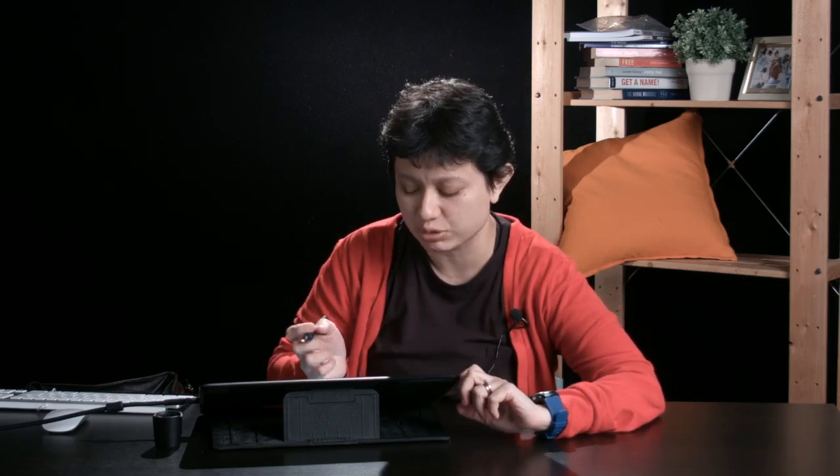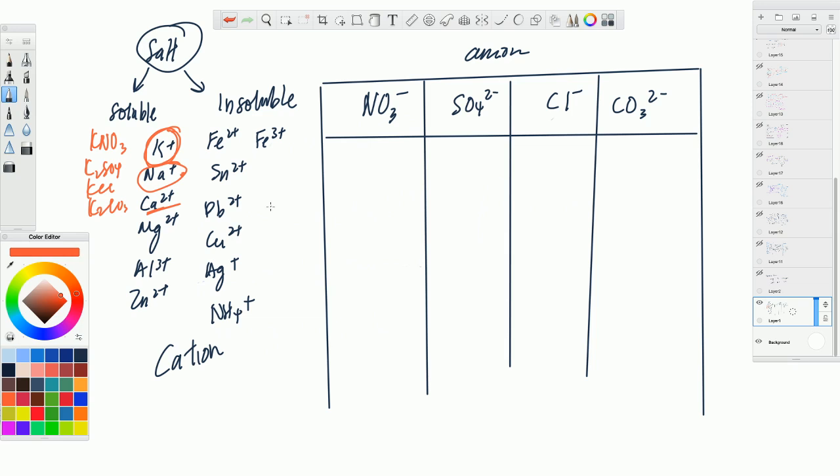Now, the second thing is some of the salts are soluble, some of the salts are insoluble. Soluble in water means that when you take potassium nitrate, you put in water, it will split to become potassium ion and nitrate ion. So you cannot see the solid anymore. But like silver chloride is insoluble. So you put it inside, it won't split. It will form a silver chloride solid at the bottom. Okay?